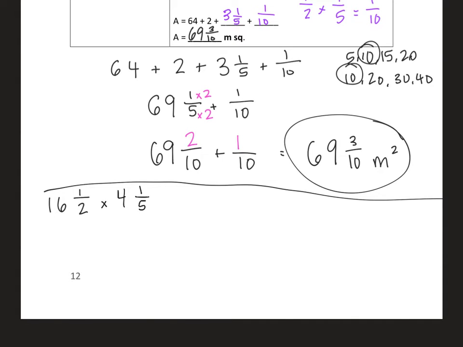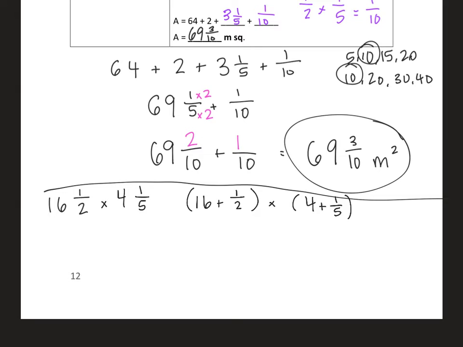All right, so I'm just going to show you again the process of writing this using the distributive property. So I'm going to first break these apart into expanded form. So I'm going to rewrite this as 16 plus 1/2 in parentheses. And then I'm going to write 4 plus 1/5.